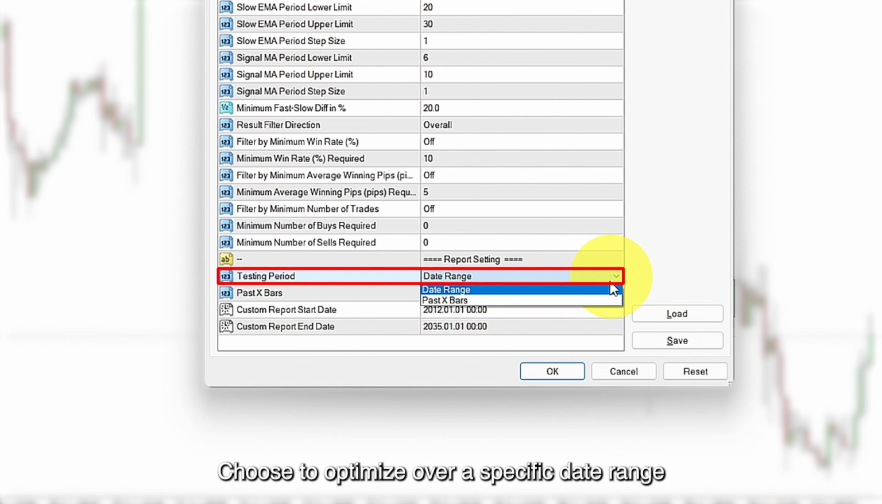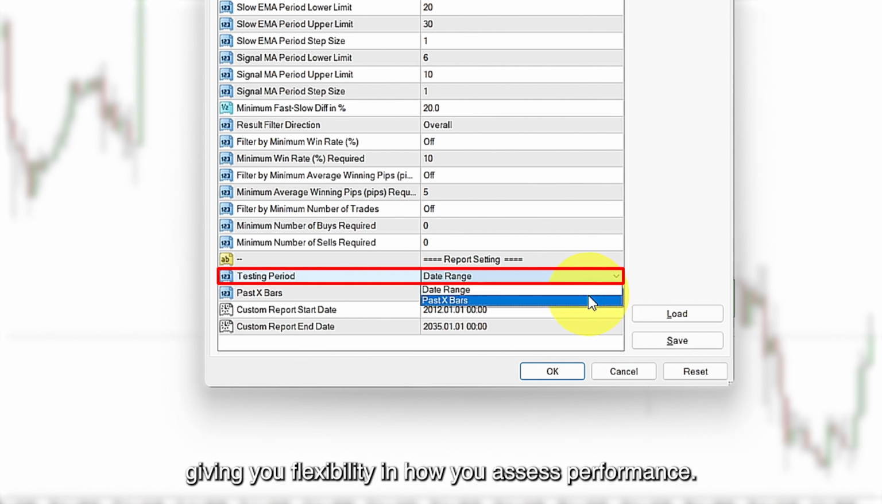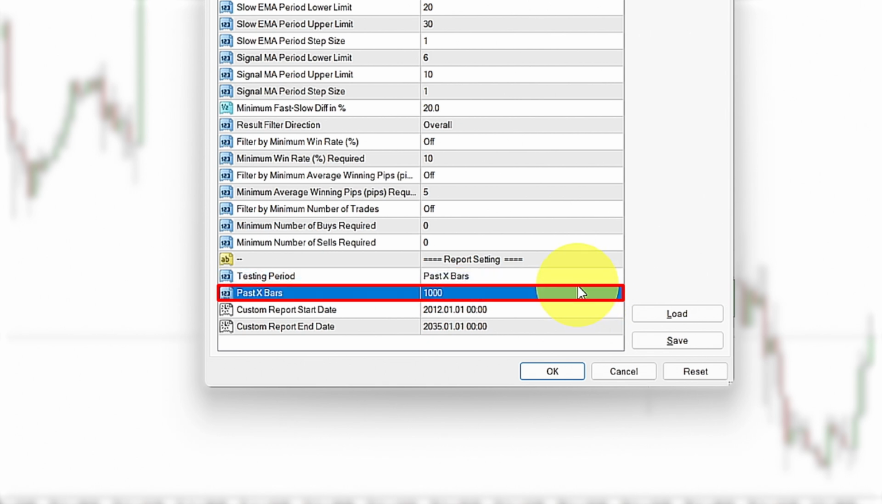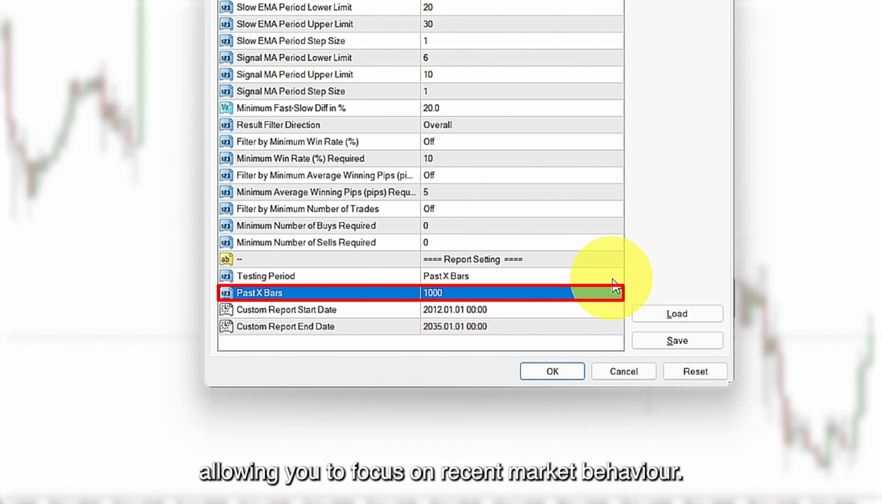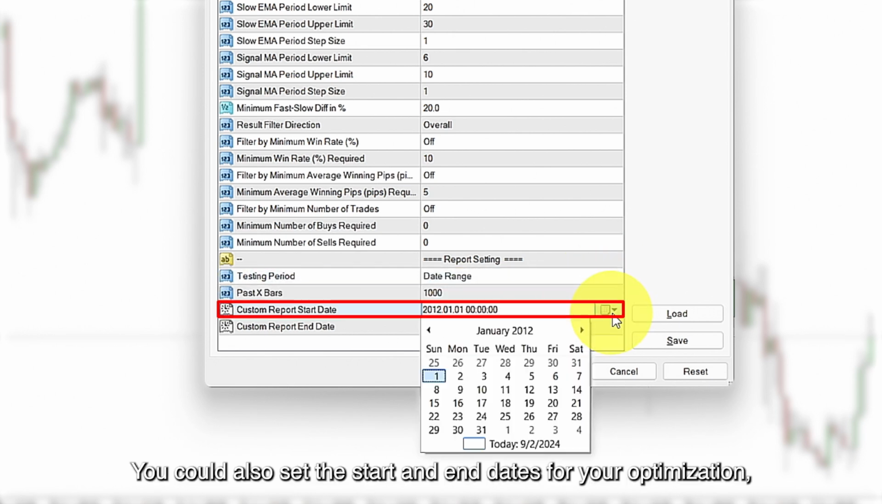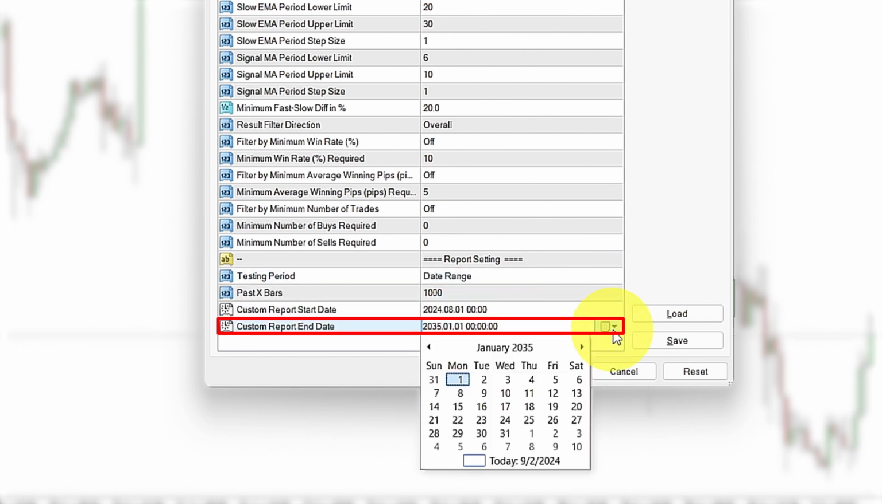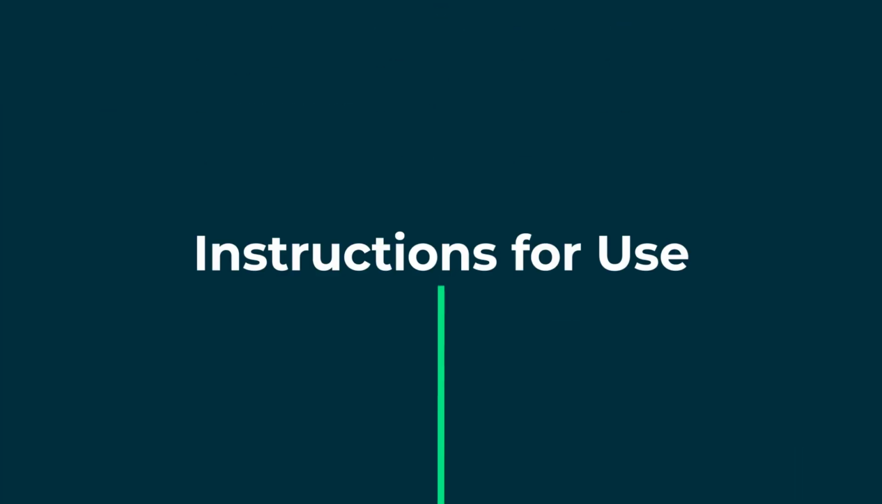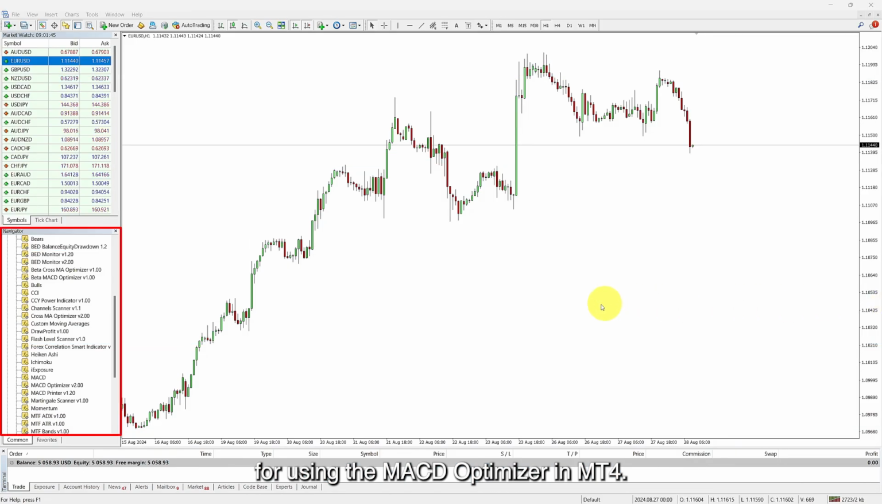Choose to optimize over a specific date range or based on the past bars on the chart, giving you flexibility in how you assess performance. Decide how many historical candlesticks will be used for the optimization, allowing you to focus on recent market behavior. You could also set the start and end dates for your optimization, tailoring the report to timeframes relevant to your strategy. Let's go through the step-by-step process for using the MACD optimizer in MT4.